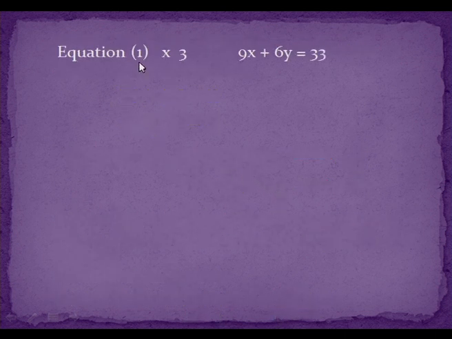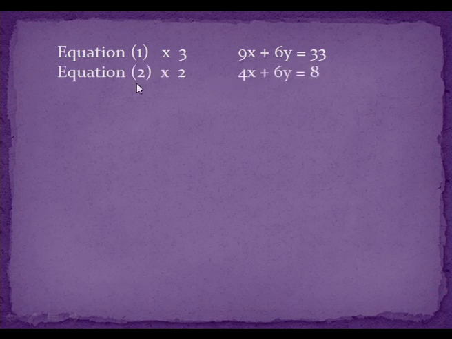Now, when we are multiplying equation 1 with 3, our equation comes out to be 9x plus 6y is equal to 33. And when we multiply equation 2 with 2, we get 4x plus 6y is equal to 8. If you observe children, we have tried to make the coefficients of y in equation 1 and equation 2 equal. In both the equations, the coefficients of y have been made equal. So, to eliminate this y term, let us subtract the second equation from the first equation.